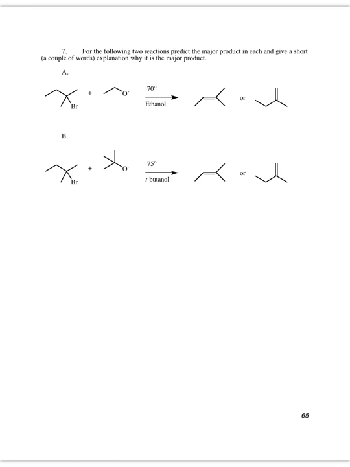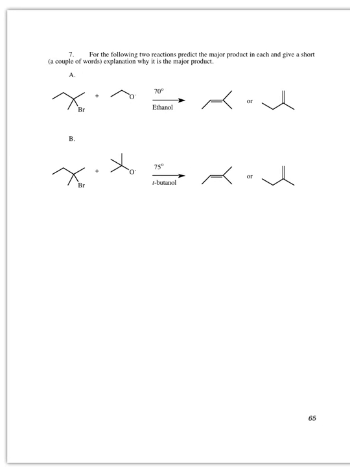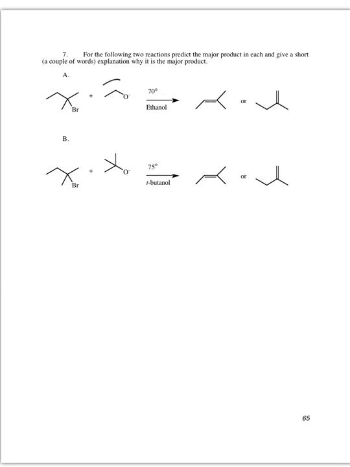So here we have two mechanisms. We see in both of them we have the same starting halide. The only difference is one has a small base, one has a very large base. So the difference between the two is just in the size of the bases and what can happen.